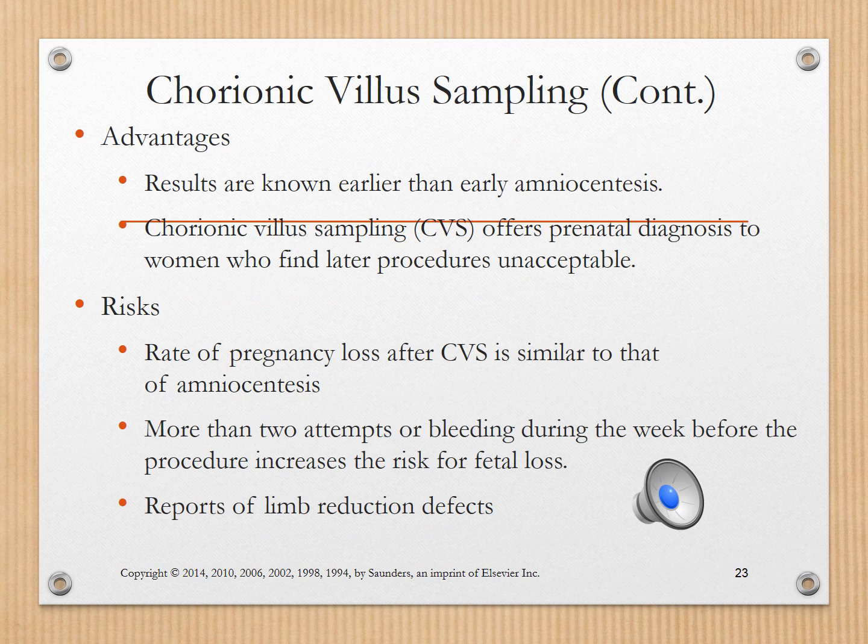Pregnancy loss after a CVS procedure is about 1 in 100 procedures performed. This is a similar risk to the amniocentesis, which we'll talk about next. However, the major advantage of using CVS is that it may be done earlier in the pregnancy, most commonly in the first trimester. This gives the parents earlier access to diagnostic information. Risks of slightly increased limb reduction defects, however, have been linked to CVS.